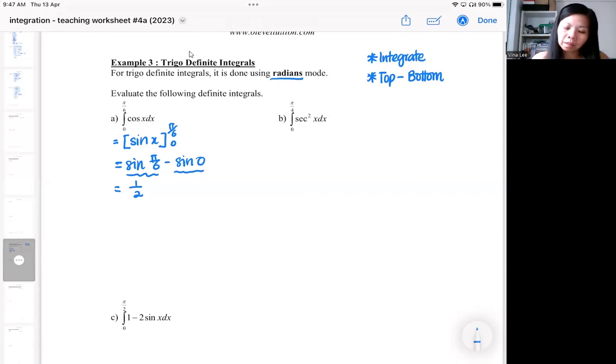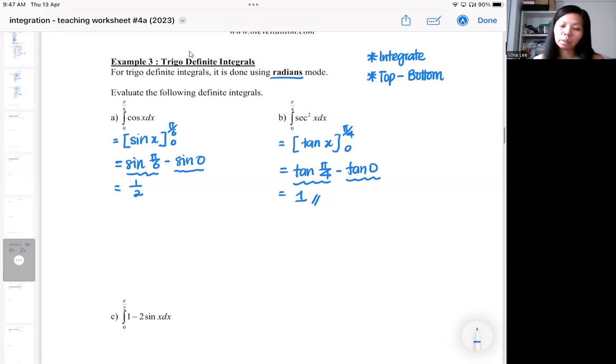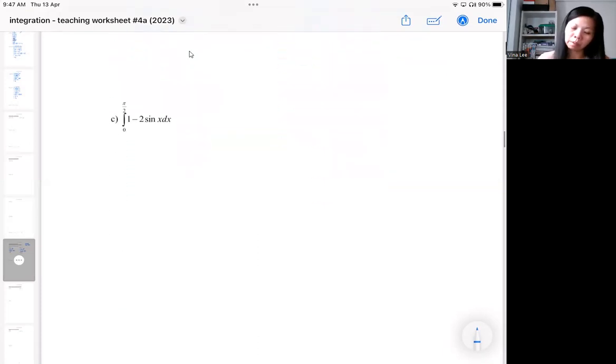Next, integrate secant squared. According to the formula, integrating secant squared is tangent x. So integrate, then you do a top minus bottom, and you press one by one. This one is a 1, this part is a 0, so overall you get a 1. A common mistake is that some students forget to integrate and directly do a top minus bottom. So do remember, integrate and then do a top minus bottom.